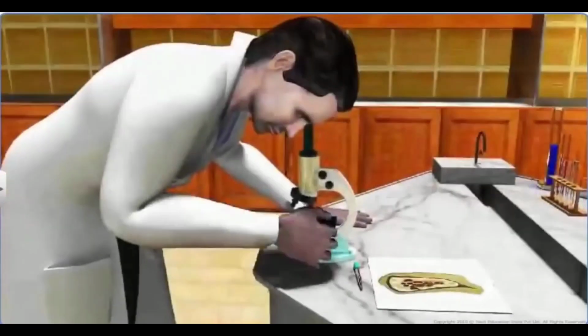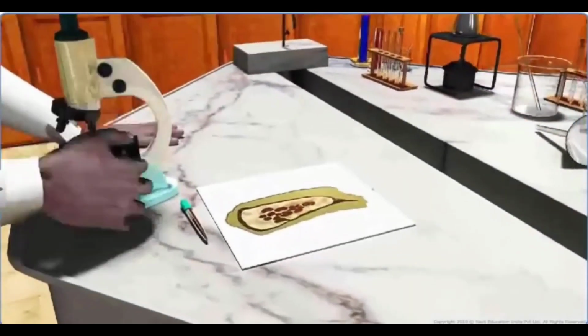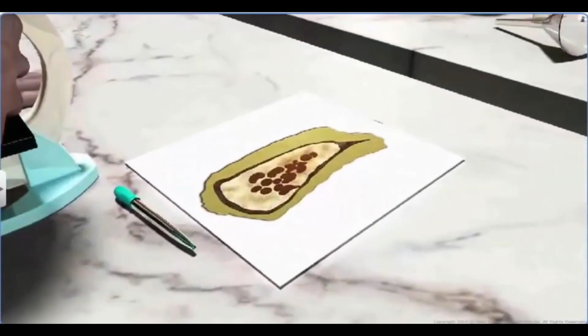Thus, though we have gained a lot of knowledge about the formation of seeds and fruit, there are many mysteries that scientists are still trying to unlock.